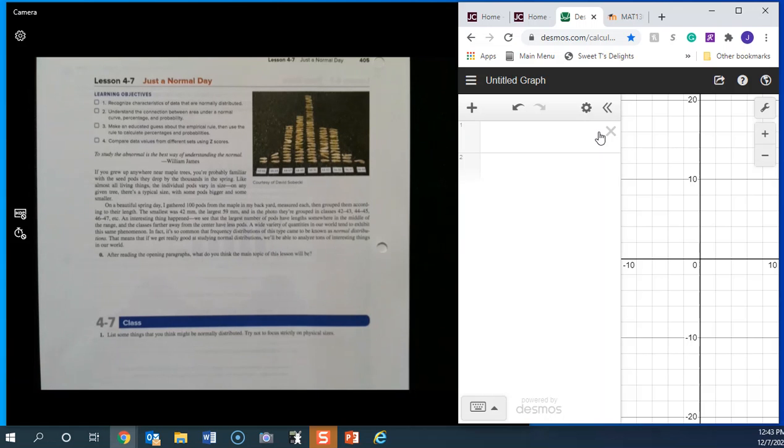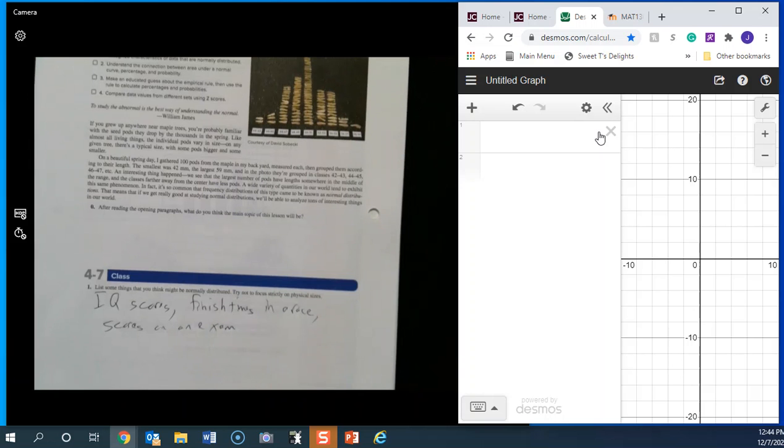Excuse me. We will have IQ scores, finish times in a race, and scores on an exam. Those are a few that you would expect to be similar or normally distributed.